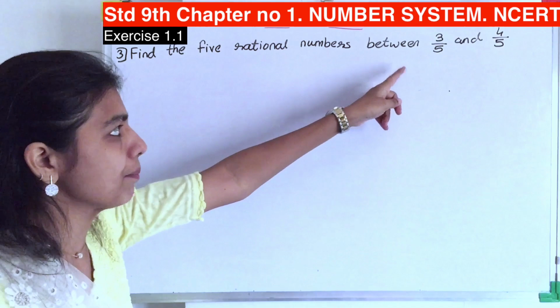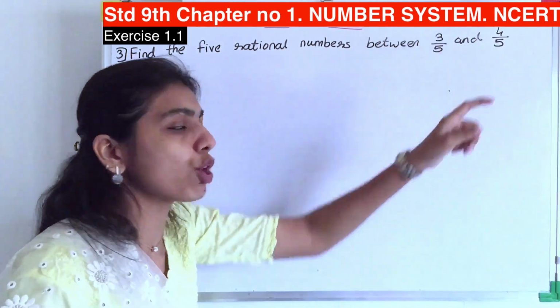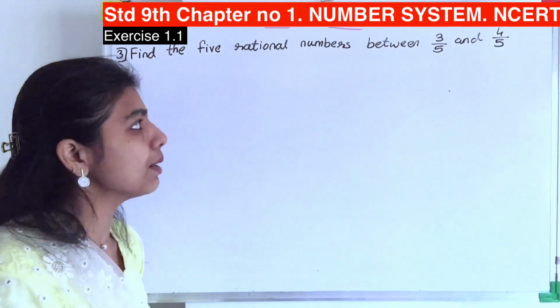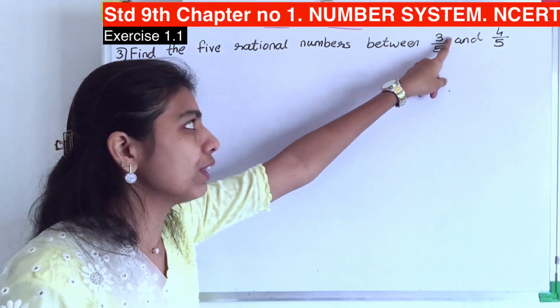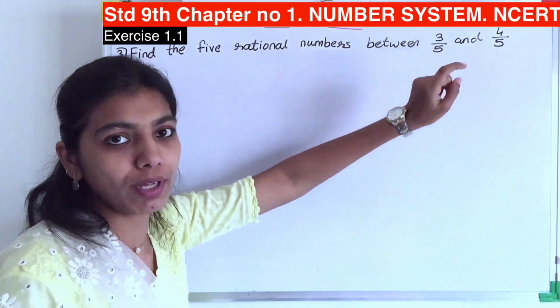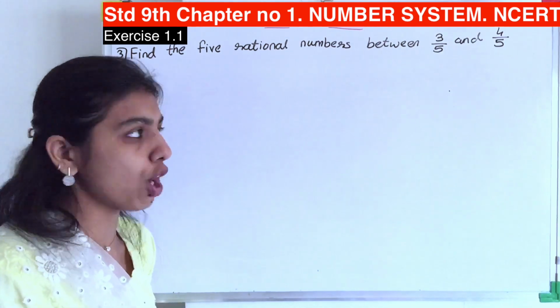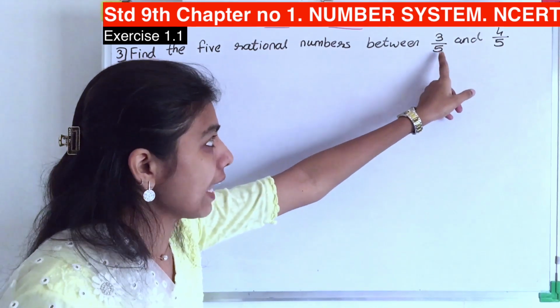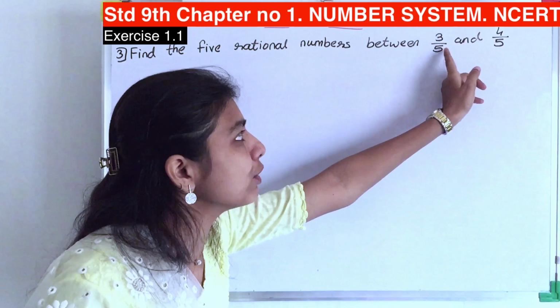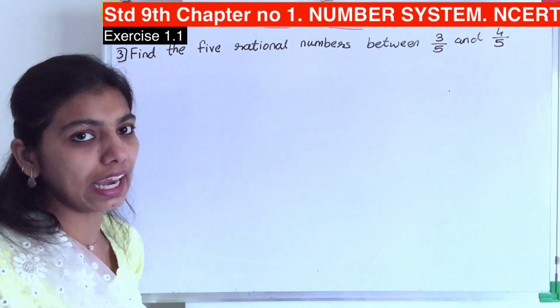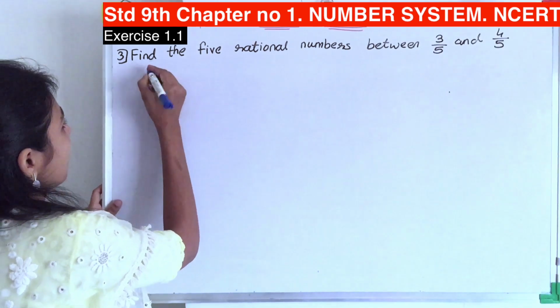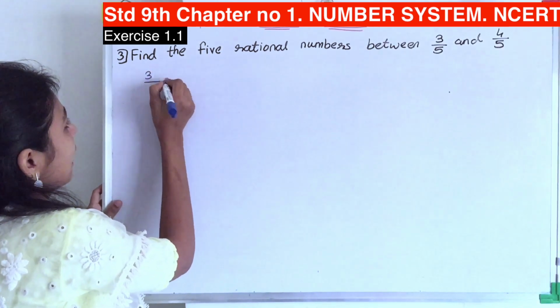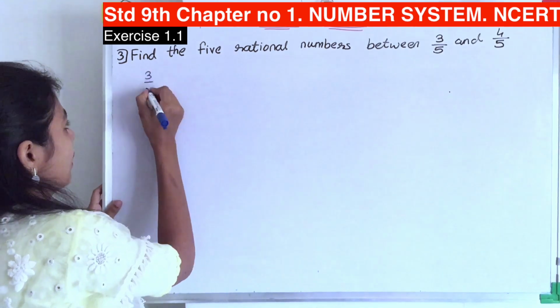Find 5 rational numbers between 3 upon 5 and 4 upon 5. In the earlier sum, second, they have directly given you 3 and 4. Over here they have given you in the p upon q form, that is the numerator as well as the denominator. But you can see that both the numbers have the same denominator, 5 and 5. So now I am going to multiply it and make it a bigger number.